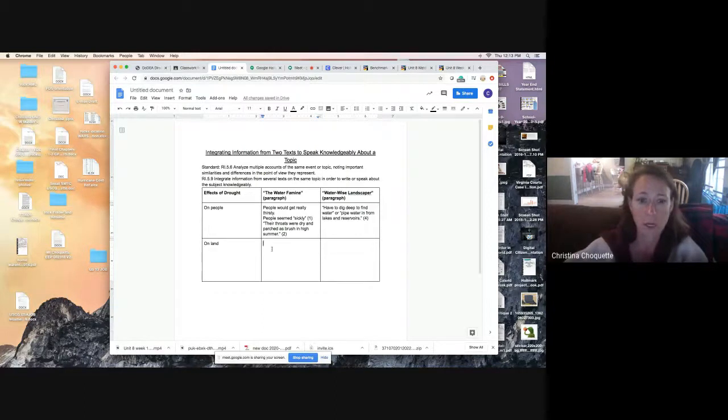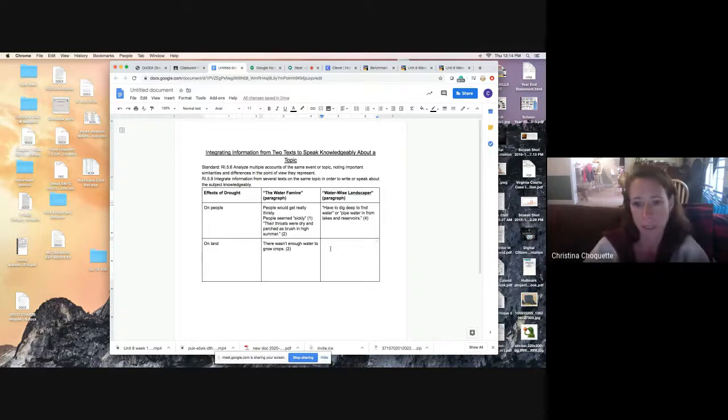All right. And now the effects of a drought on land. Some examples from The Water Famine I found in paragraph 2 say there wasn't enough water to grow crops. And I paraphrased that. I did not put it in quotation marks, but that information did come from paragraph 2. Even if it's not a direct quote, you still have to give credit to the author. You did not come up with that information on your own. You pulled it from the text, and that's good. That's what you're supposed to do.